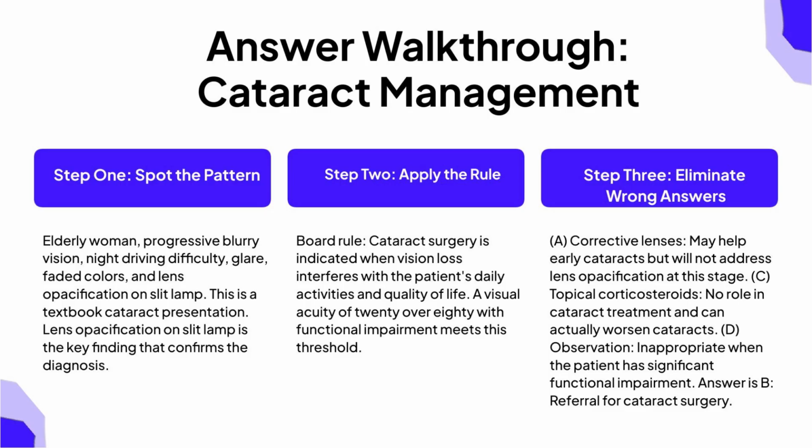Step 2. Apply the board rule. The key rule for cataracts is that surgery is indicated when vision loss interferes with daily activities. This patient has a visual acuity of 20/80 and cannot drive safely at night. That meets the threshold for surgical referral. Step 3. Eliminate wrong answers. Choice A, corrective lenses, might help in early cataracts but cannot fix lens opacification at this stage. Choice C, topical corticosteroids, is a trap answer because steroids actually cause cataracts, they do not treat them. Choice D, observation, is wrong because the patient is functionally impaired. The correct answer is B, referral for cataract surgery.